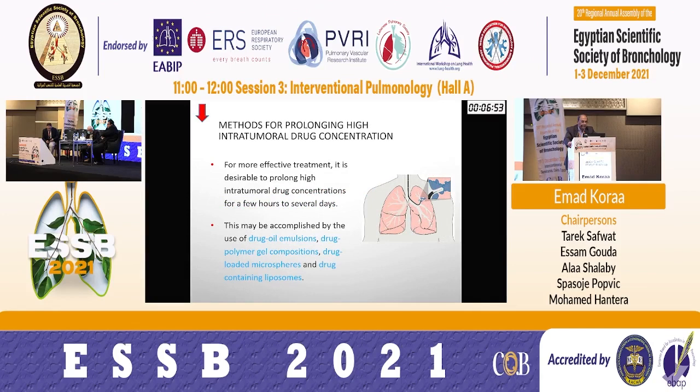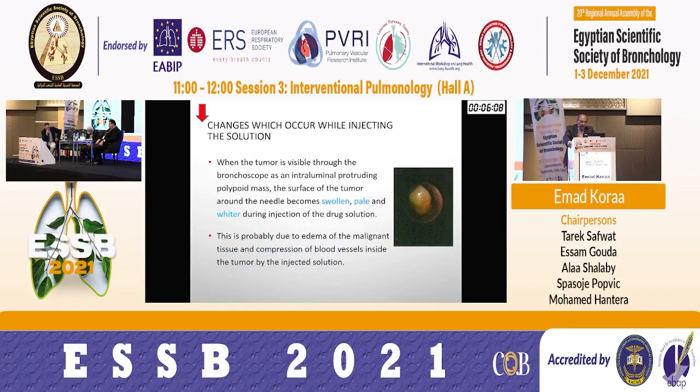There are certain methods to prolong the stay of the high intramural drug concentration. Meaning we inject directly the cytotoxic drugs that are used intravenously into the tumor, but there are methods to prolong its stay in the tumor itself for more effective treatment. These methods include putting the drug in a drug oil emulsion, or in a drug polymer gel composition, or drug loaded microspheres and drug containing liposomes. All these constituents prolong the stay of the drugs inside the tumor.